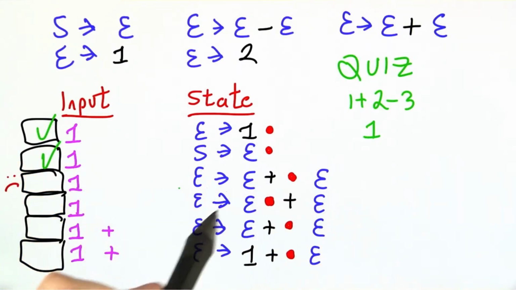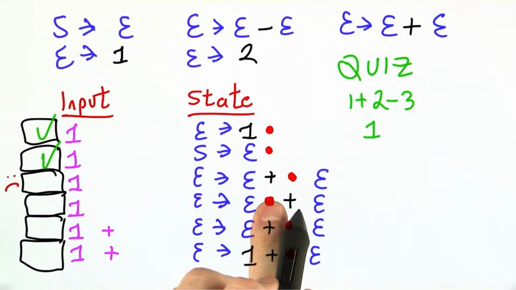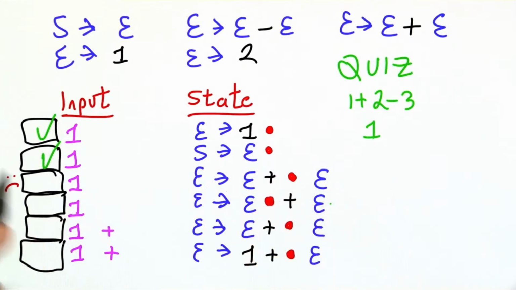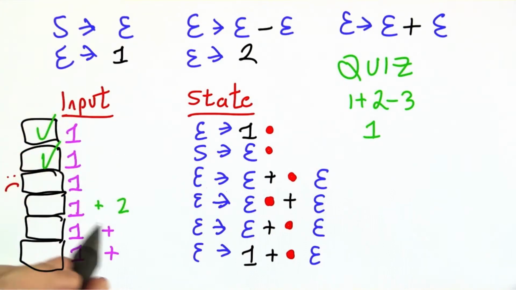The next one has the same input, but a slightly different state. I've seen an E, and I'm looking for a plus and then another E. Yeah, I could totally imagine a plus followed by another E filling this out. That could work. So this is a possible state that we could be in.